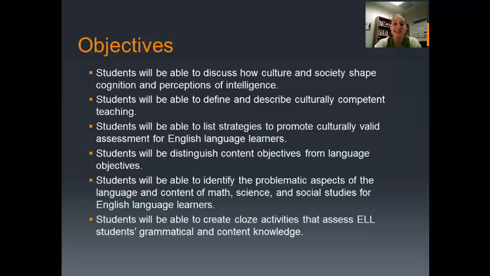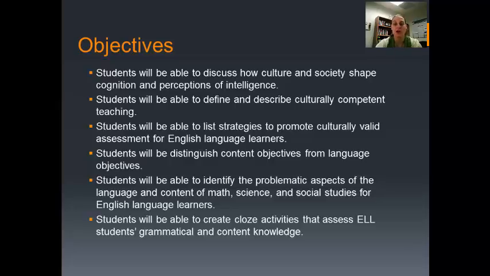You will be able to discuss how culture and society shape cognition and perceptions of intelligence, which definitely affect English language learners and the way that their teachers see them. You'll also be able to define and describe culturally competent teaching and the strategies to promote culturally valid assessment for English language learners.